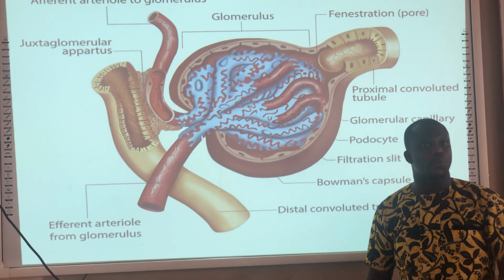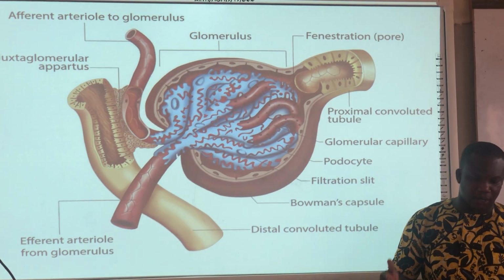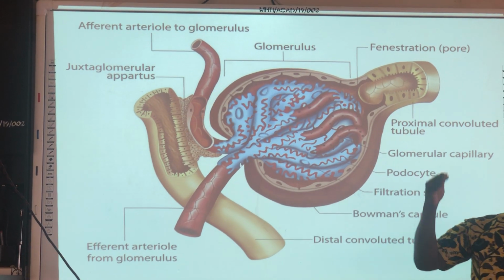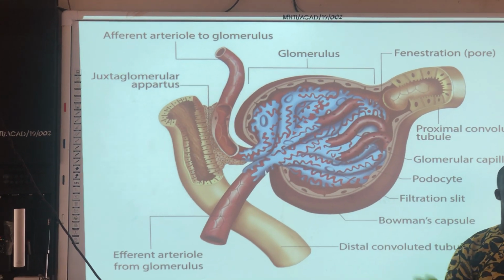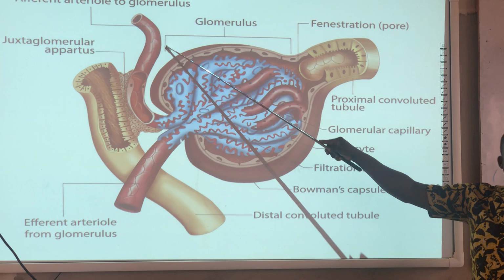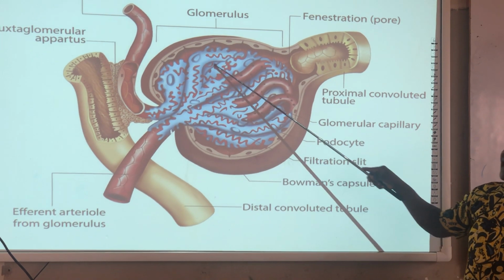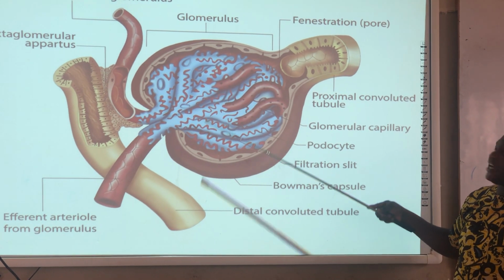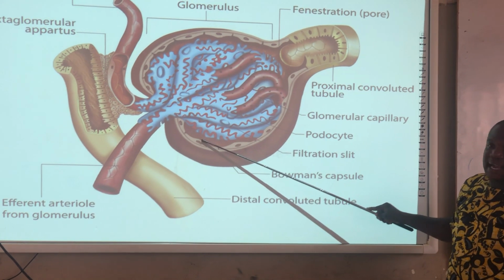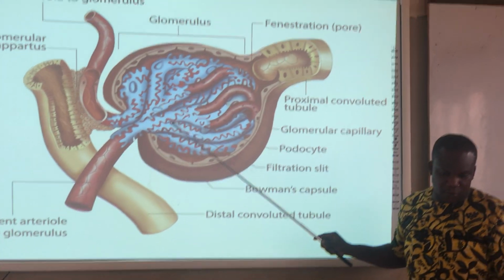Filtration occurs whenever there is movement of material across a filtration membrane into the lumen of the Bowman capsule. Whenever blood enters into the afferent arteriole and some of the blood is filtered through the pores of the filtration membrane into the Bowman capsule, then filtration has what?